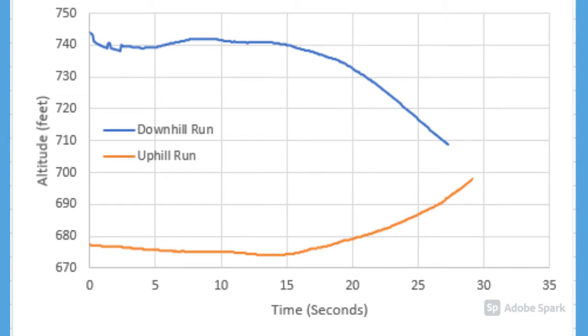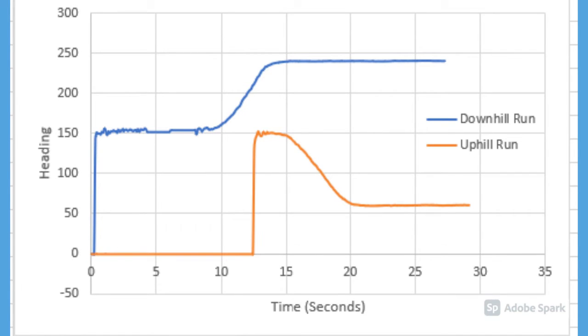This next graph shows the change in altitude during both the uphill and downhill runs. This graph shows the heading or direction of both runs, and you can see where I turned right into the road for the downhill run and left for the uphill run before I straightened out for the 0 to 60.